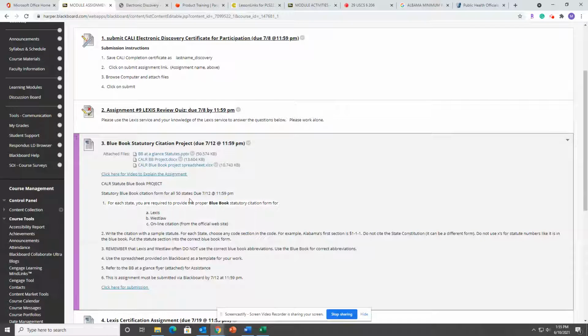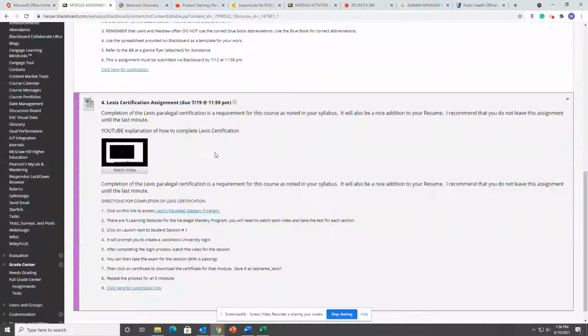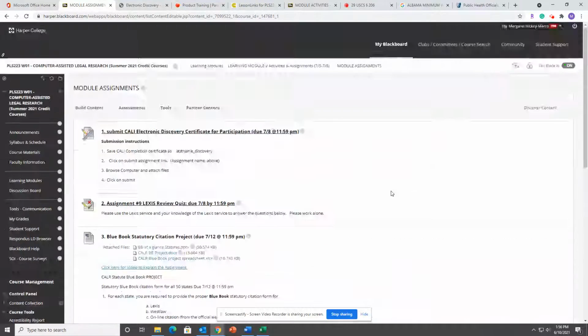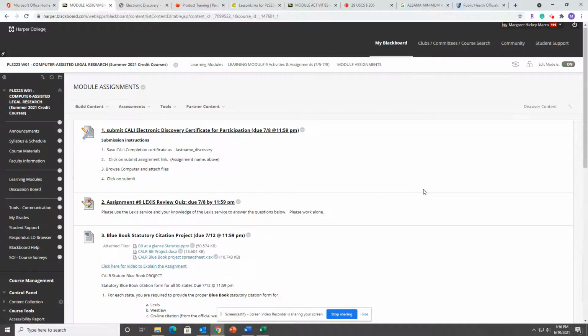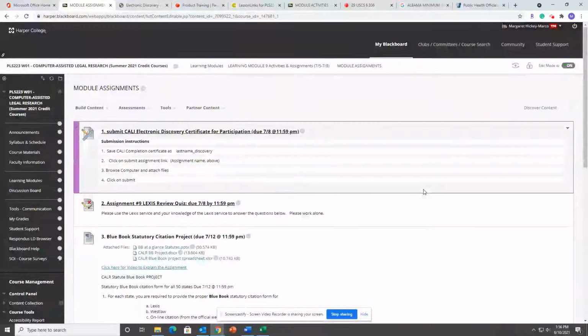Then submission of your Blue Book project, which is coming up, due the 12th. So get that done. Lexis certification is due the 19th. So that's just the week before the 50 state survey. And then I have to add the 50 state survey there as well. So you really have to keep on top of things in this summer class. So get it all done.